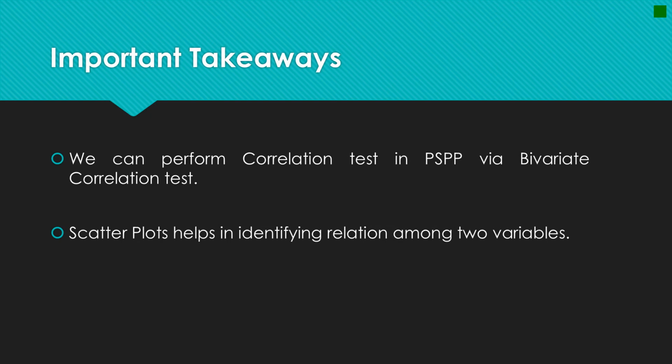What important takeaways did I get from this presentation, from this PSPP file, from this whole procedure? We can perform a correlation test in PSPP via the bivariate correlation test, which I have just discussed, and with the help of scatter plots, we can easily identify the relation between two variables. First, whether there is a relation between two variables or not, whether they are correlated with each other or not, and what the direction is, whether one moves up and brings the other down or up. This is very helpful for us.